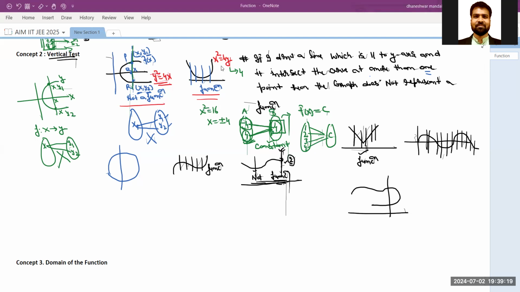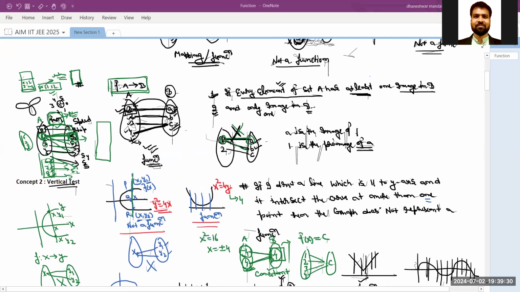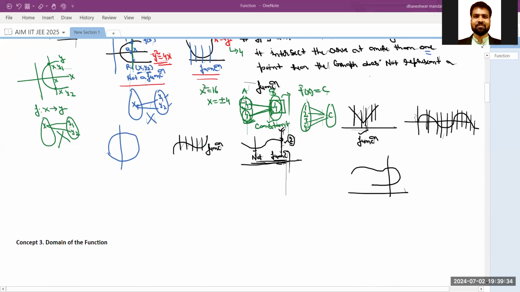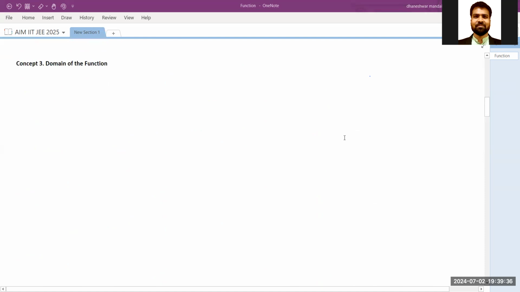Now it's clear, Achilles. Yes, sir. So we move forward. Okay. Now we already know the definition of the vertical line test method, and the other one is the definition of a function. Now we have one term, which is the domain of the function. So today we are focusing on this concept. What is the domain of the function?